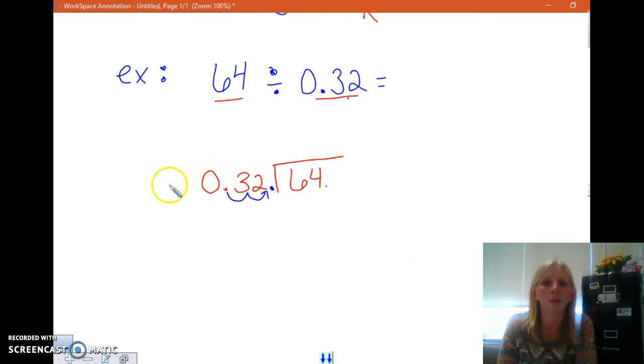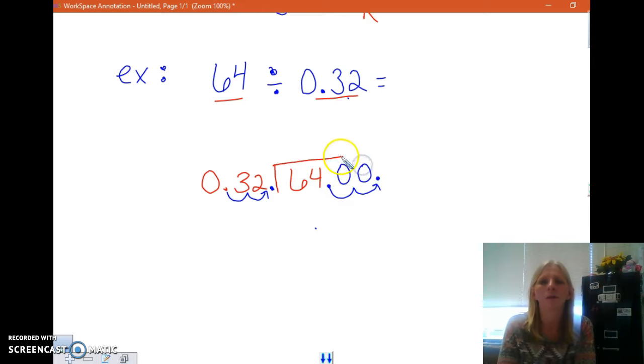What we do to the divisor, we must also do to the dividend. Where's the decimal here, though? I hope everybody realizes that the decimal is at the end, the very right of 64. Because 4 is our ones place value, and the decimal is always to the right of the ones digit. Now, we need to move this decimal 2 places to the right. 1, 2. But wait a minute, there's nothing there. What can we always add? We can always add a 0.